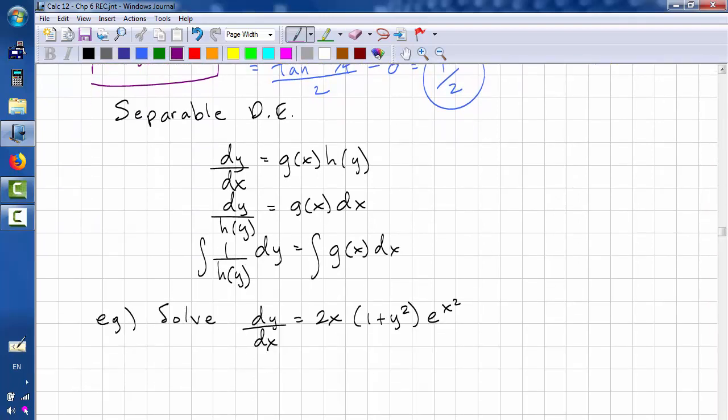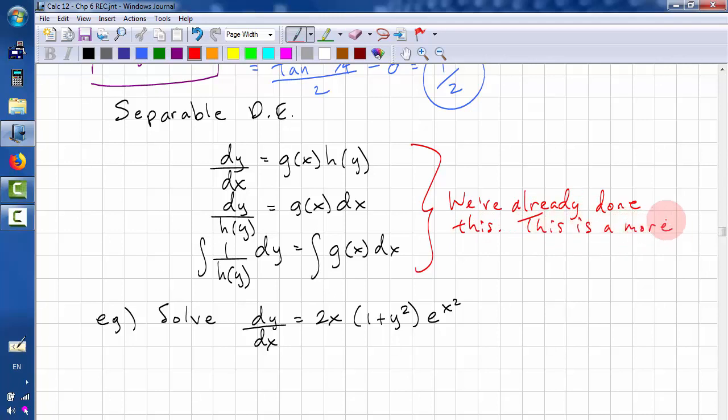Okay, let's look at another problem. A separable differential equation, dy dx equals g of x times h of y. So we'll move the h of y over to the other side. It goes in the denominator. We move the dx over from the other side and it goes into the numerator. So now we can integrate 1 over h of y dy equals the integral of g of x dx. And we've already done this. And this is a more formal definition of what we're doing.